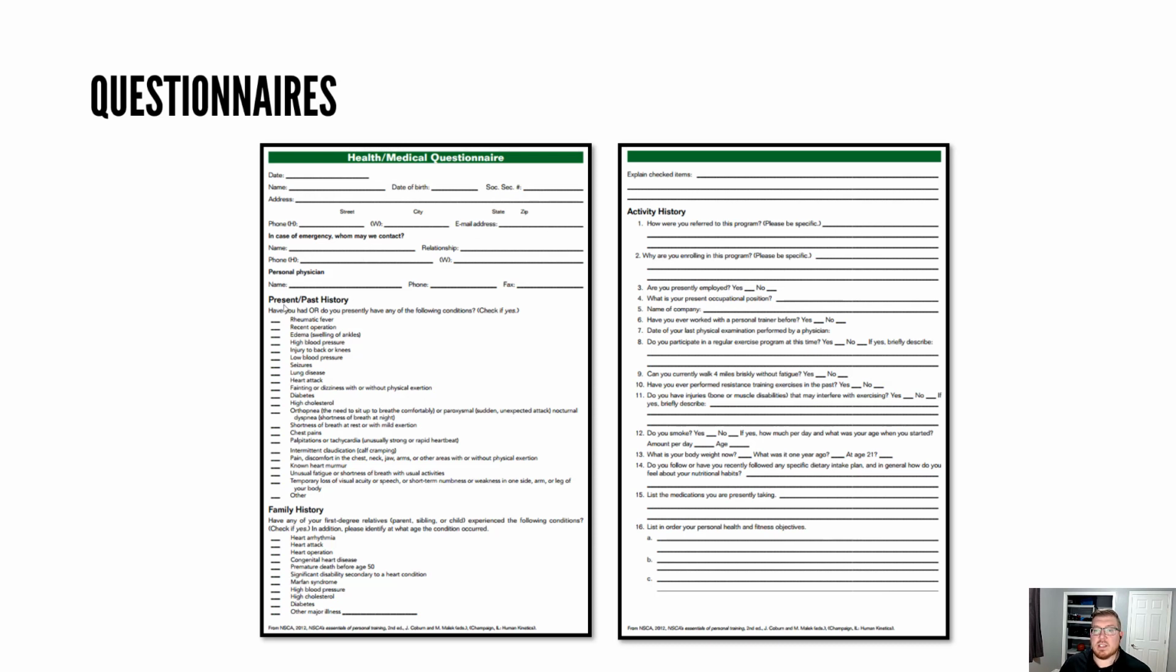And they go through past and present medical history. So they have some things here they ask. This is kind of covered in that PAR-Q Plus form. They also talk about the family history, which is good because some things are genetic here. So anything regarding heart attack or heart operations, high blood pressure, high cholesterol, diabetes.